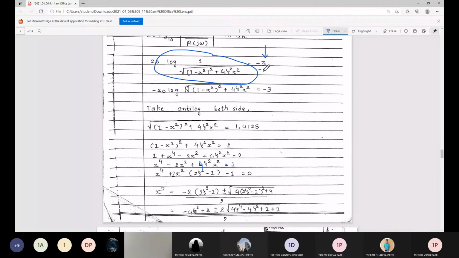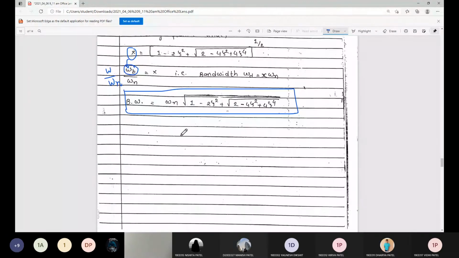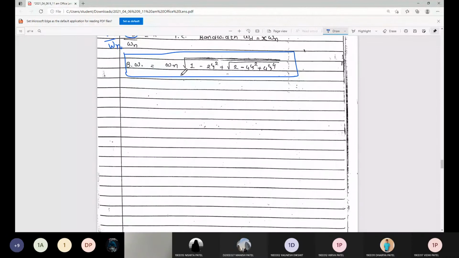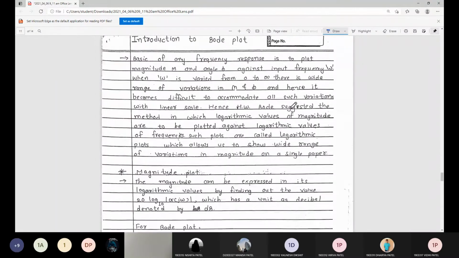Let us talk about that frequency. That frequency is nothing but the corner frequency omega b. So it is nothing but the bandwidth. The bandwidth equation we have got is omega n times the square root of 1 minus 2 zeta squared plus the square root of 2 minus 4 zeta squared plus 4 zeta raised to 4. So this we have done.